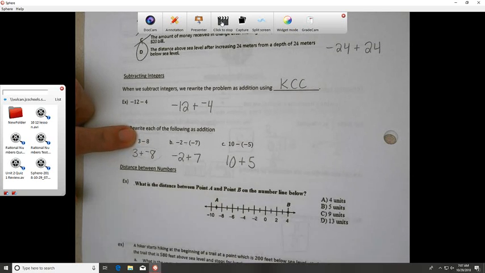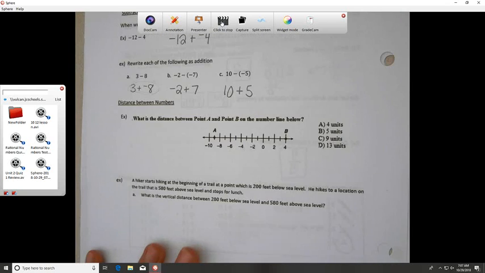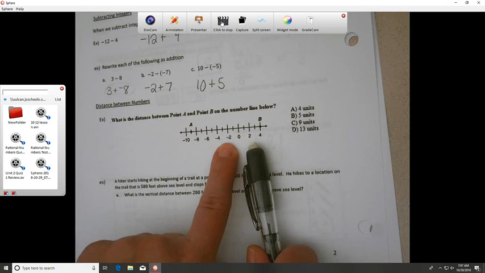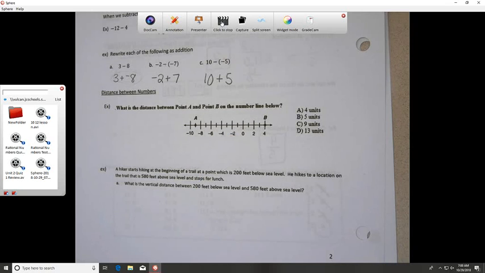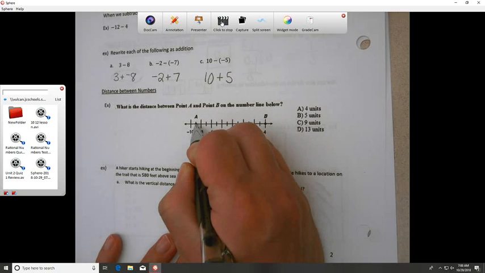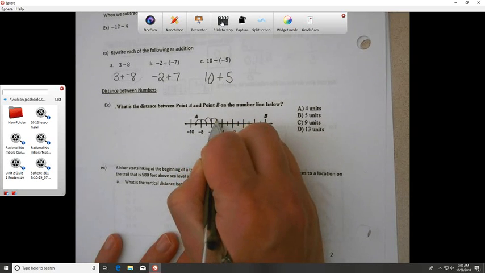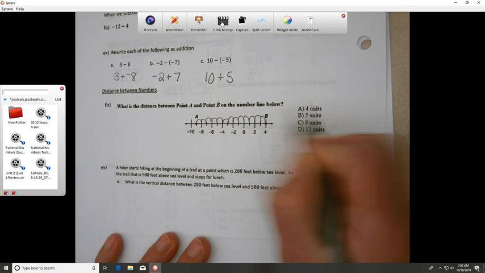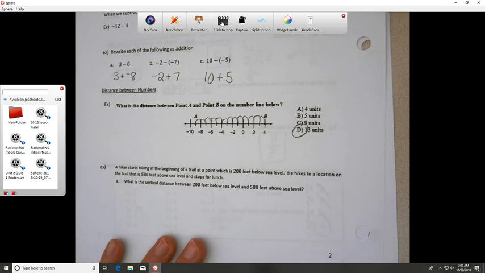The next thing that we're looking at here is the distance between integers. The easiest way is if we have a number line like this and we can just count. So it says, what's the distance between point A and point B on the number line below? Well, I'm just going to start at A, and I'm going to count until I get to B. So 1, 2, 3, 4, 5, 6, 7, 9, 10, 11, 12, 13. So that would be 13 units. The harder questions are where we can't realistically count on a number line.